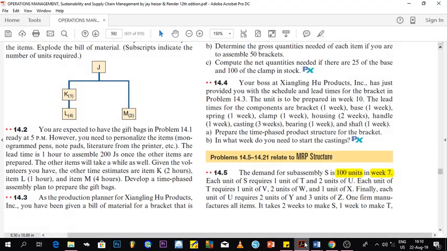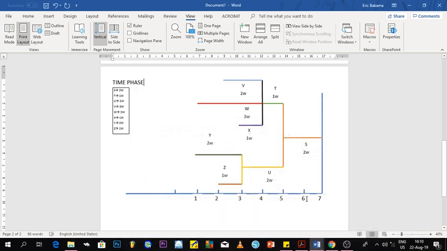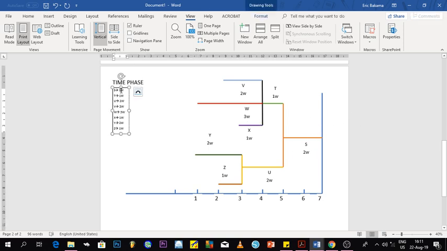Here we took 7 because unit S is supposed to be done in week 7. So you put 7, 6, 5, 4, 3, 2, 1. Then you can start anywhere on a vertical line. You can start below, you can start above, but just make sure that after drawing everything, they will be able to fit. This is the most important thing. So we started with S. That is 2 weeks. This is the information that we get from the lead time here in our table.